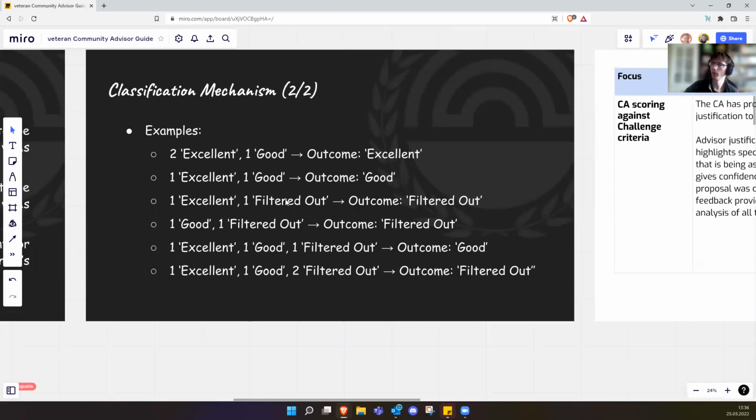And if there is a filtered out with equal chance, then it's going to be filtered out.